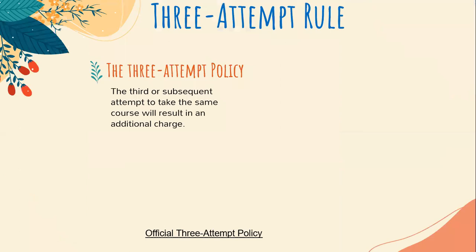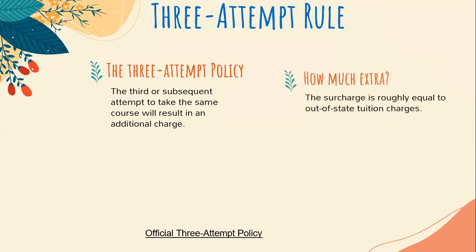Now, there's also the 3-attempt rule. The 3-attempt policy says that the third or subsequent attempt at taking a specific course will result in an additional charge. And that charge is fairly significant. It roughly equals out-of-state tuition charges, which means for a 3-credit class, it's about $1,000.